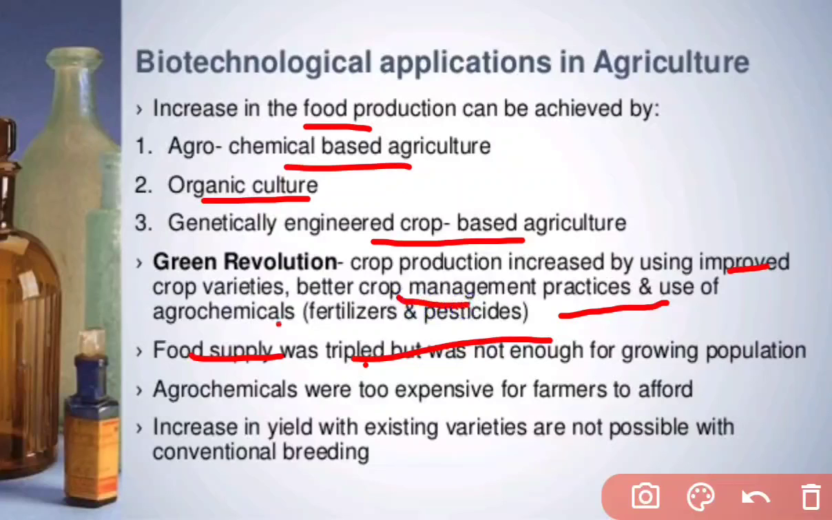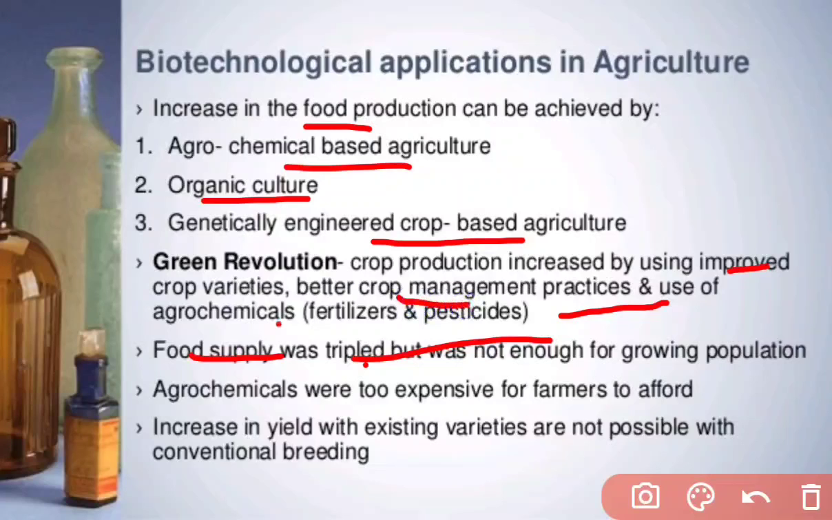Agrochemicals were too expensive for farmers to afford. Meaning the fertilizers and pesticides were becoming very expensive, so farmers could not afford them. ये problem आ रहा था. Increase in yield with existing varieties is not possible with conventional breeding. Conventional breeding means the normal breeding that is going on.